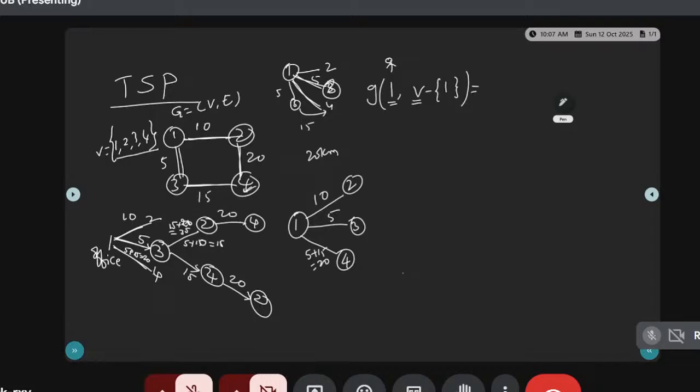What is the cost? Costs, we can say, are weights. Weight W of I comma J. W of I comma J is nothing but the distance or cost to travel from node I to node J. How much is the cost to go from here to here? 1 to 2 means W of 1 2. 1 to 3, W of 1 3. 1 to 4, W of 1 4.